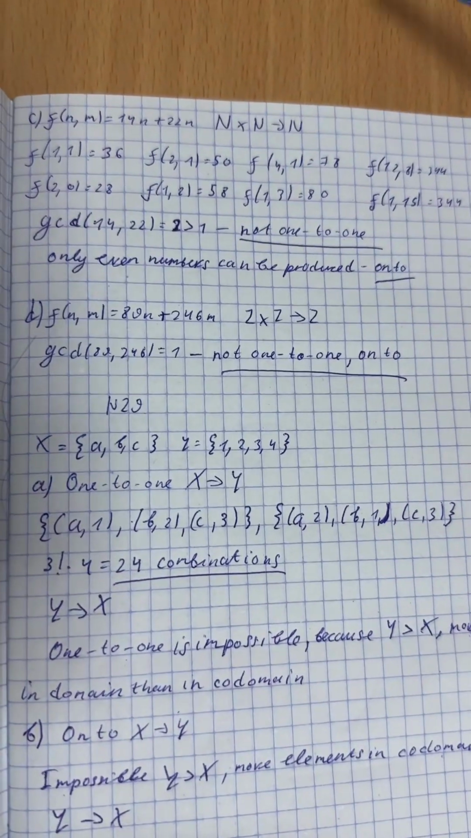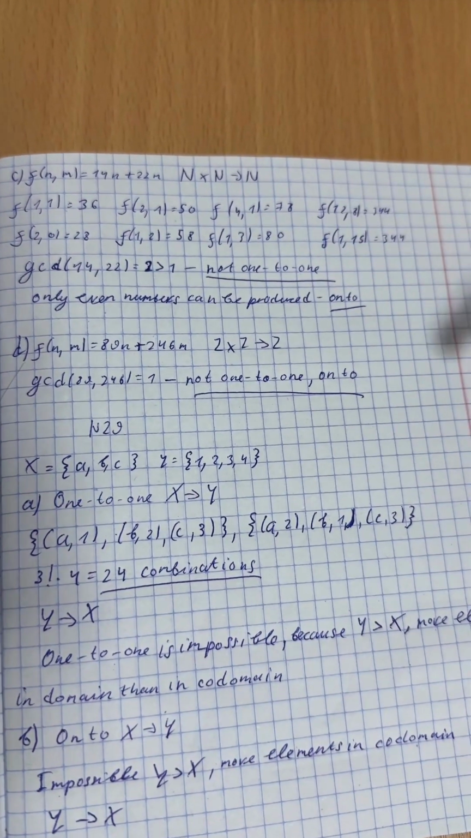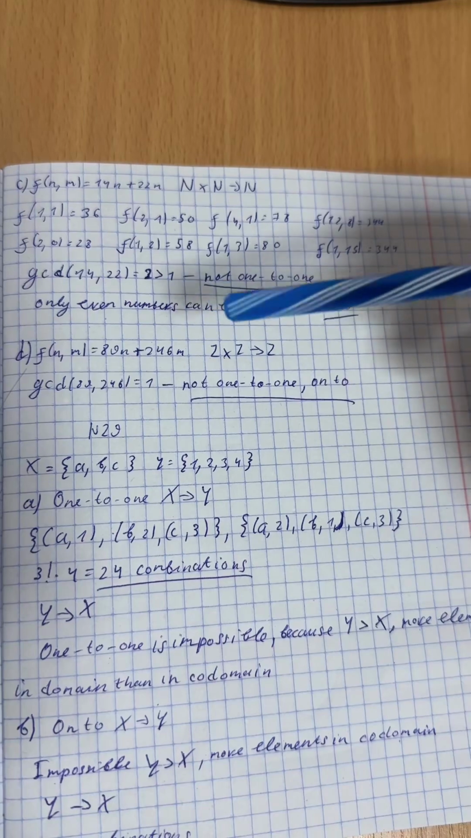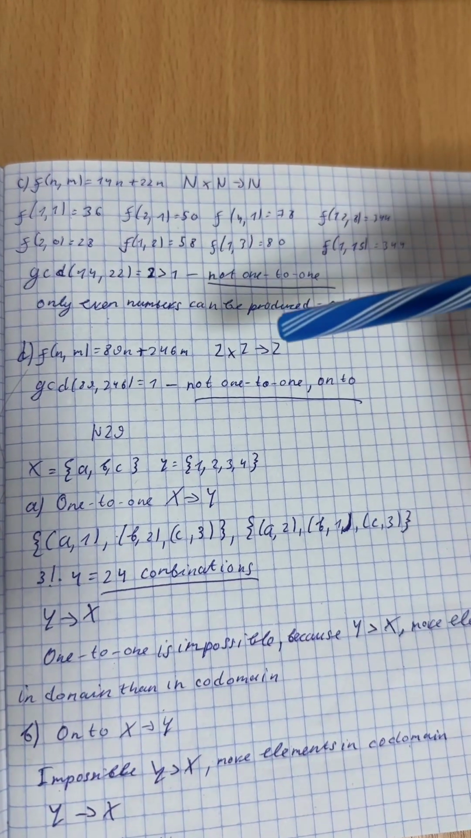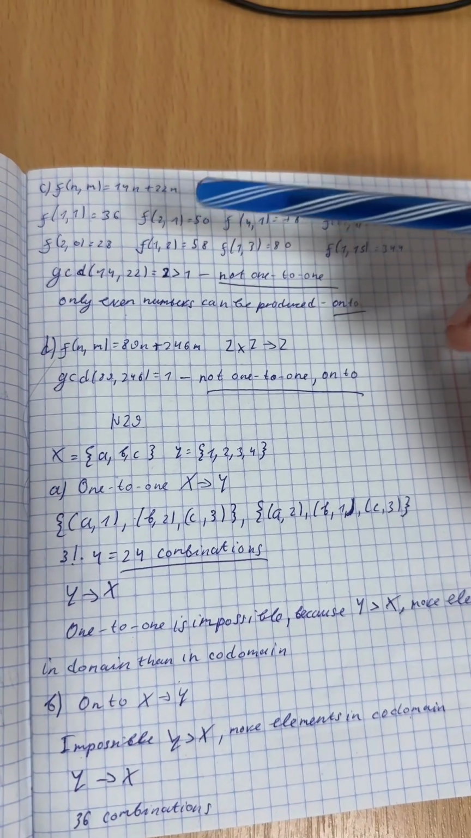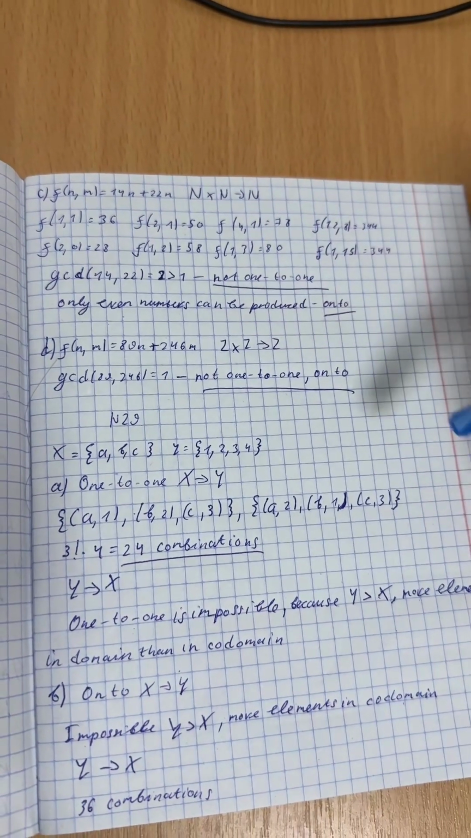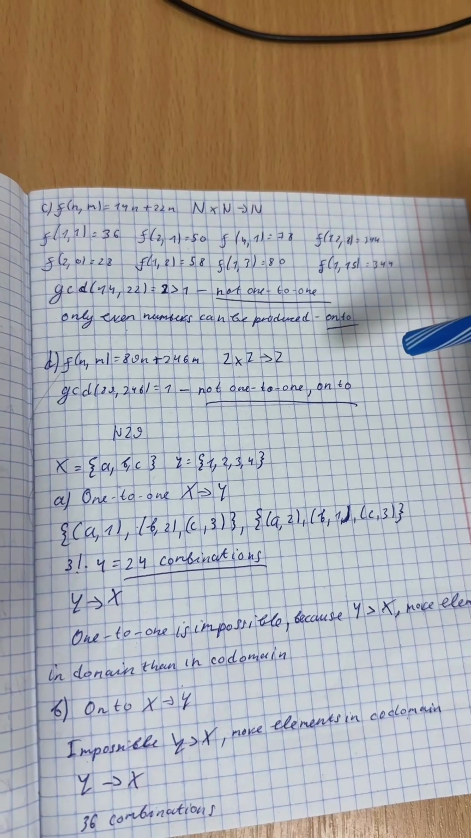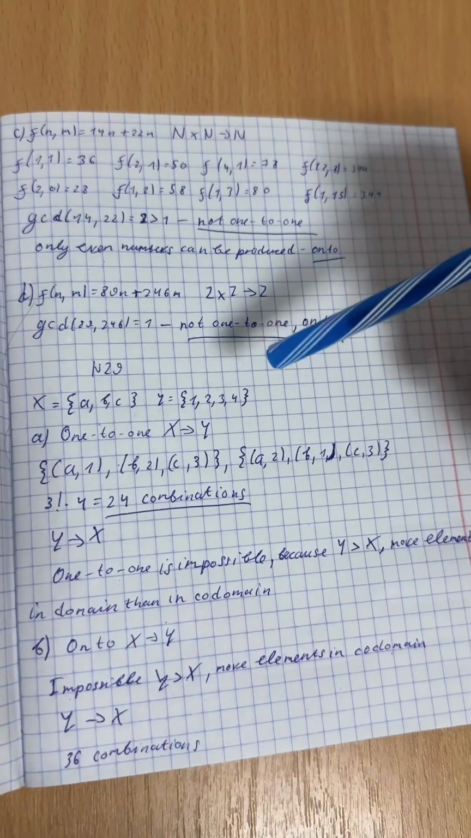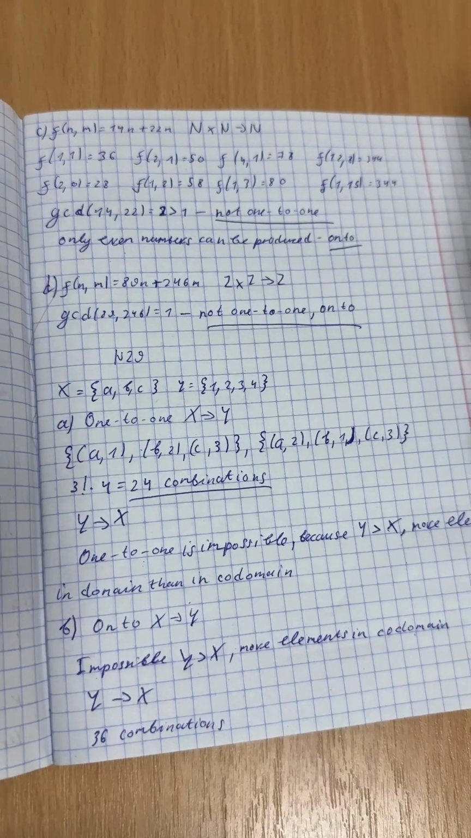Next is 14n plus 22m for natural numbers, and as we can see, we can get similar numbers because the greatest common divisor is greater than 1, and it's not one-to-one because of that. And when we have two even numbers, it can only give us even numbers and not odd. Because of that, it's not onto because we cannot get odd numbers. Same here, the greatest common divisor is 1, so it's not one-to-one and onto.